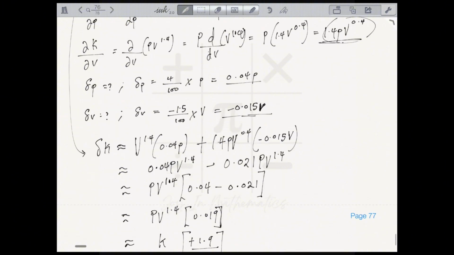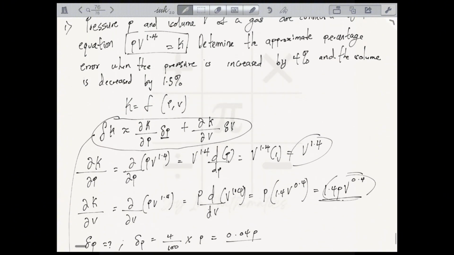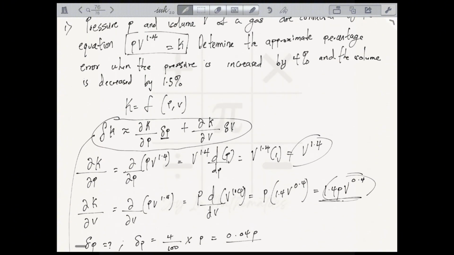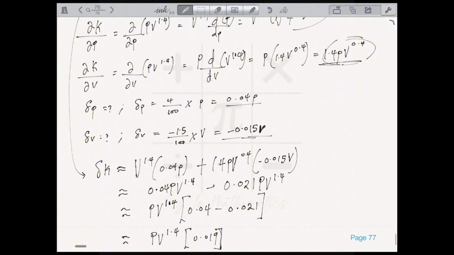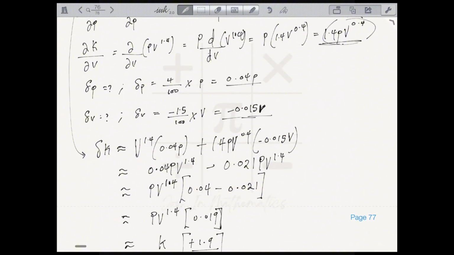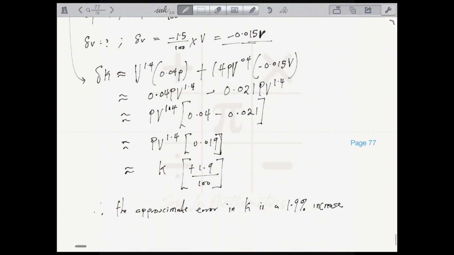Now, it's very simple. The first thing to evaluate is dK/dP and dK/dV, just like we did for rate of change. Then we get the change in P and change in V, we substitute and then we factorize, and we have our final answer.